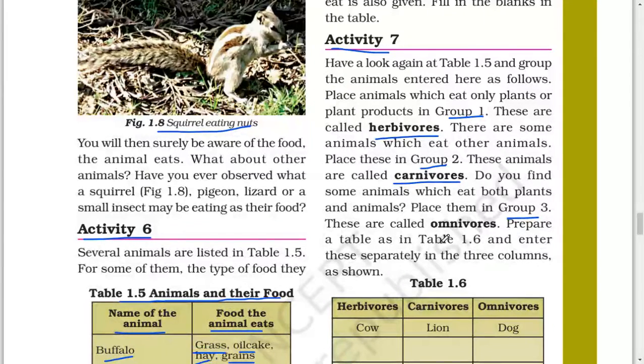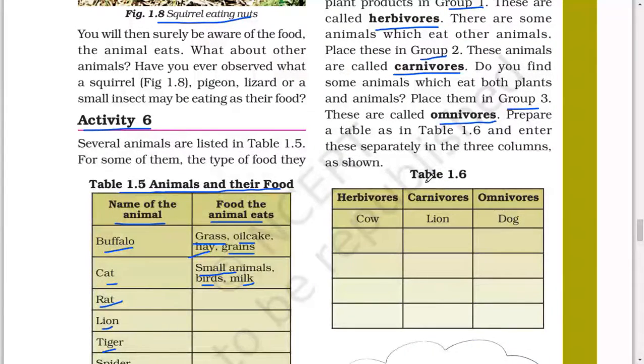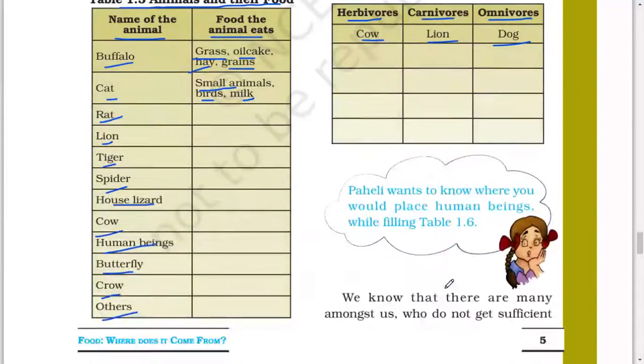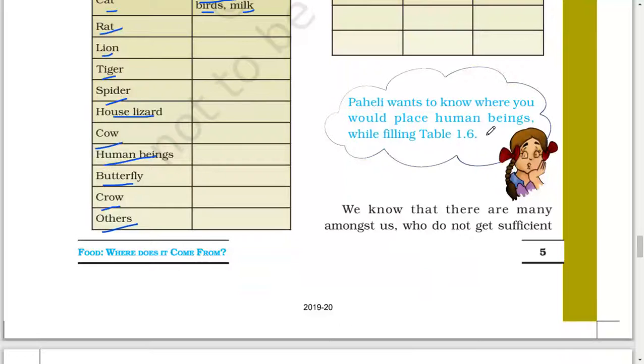These are called omnivorous. Prepare a table as in Table 1.6 and enter these separately in the 3 columns as shown: herbivorous, carnivorous, and omnivorous. Herbivorous means cow, carnivorous lion, and omnivorous dogs. But we want to know where you would place human beings while filling Table 1.6.